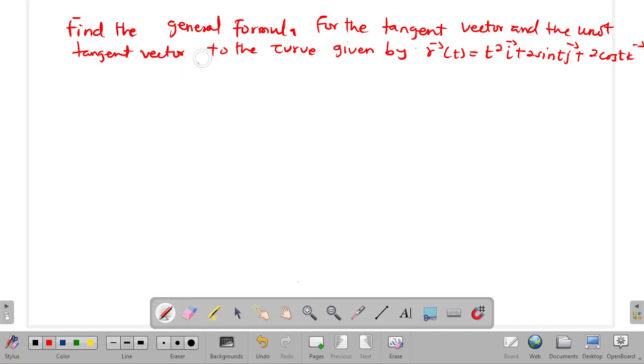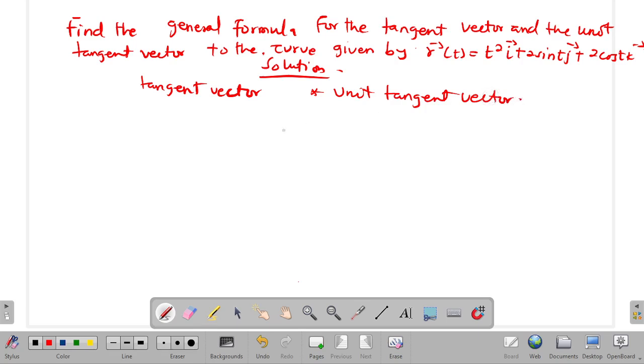In this tutorial, we'll be doing vector functions. So I have a problem here which says: find the general formula for the tangent vector and the unit tangent vector to the curve given by the vector r of t, which is t squared i plus 2 sin t j plus 2 cos t k. So let's get straight. You're looking for two things in this tutorial: the tangent vector, then the unit tangent vector.